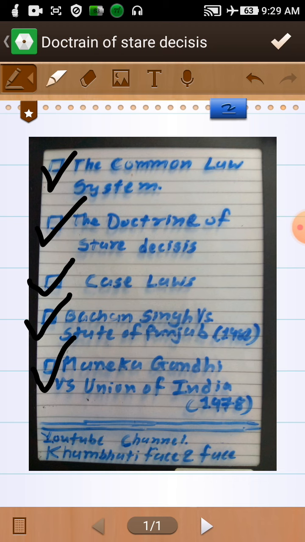Moreover, since Jagmohan Singh was decided, India had ratified two international instruments of human rights, particularly the International Covenant on Civil and Political Rights. Under those circumstances, the Supreme Court did not follow the principle of stare decisis.